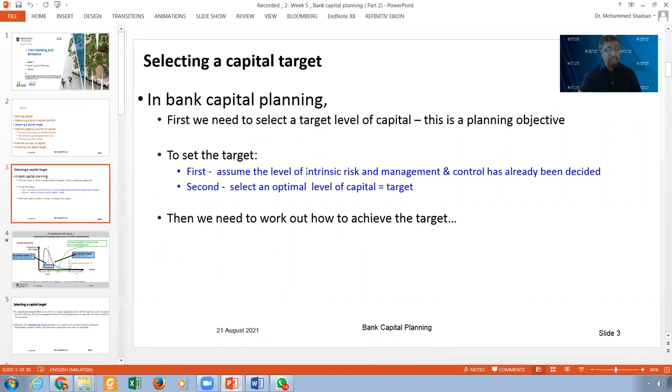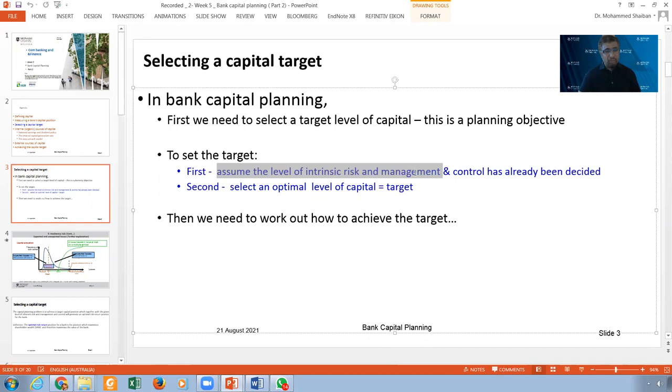Now, to start a target, we first have to decide how much capital we should have. We assume a level of intrinsic risk, because we have all those risks as long as we are in business. And in banking, we have all those types of risks, which we have explained many times, around 10 risks. Those risks will be mitigated by the management control, and then what is left is what is supposed to be the capital.